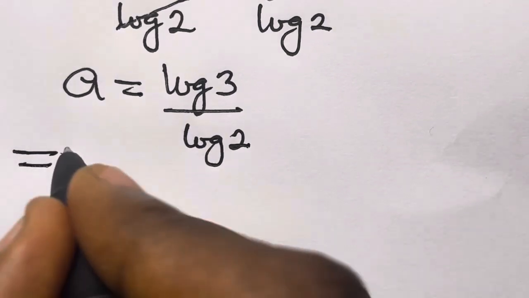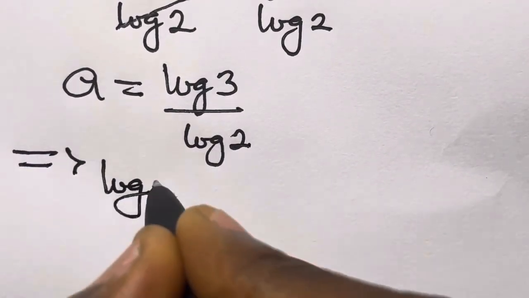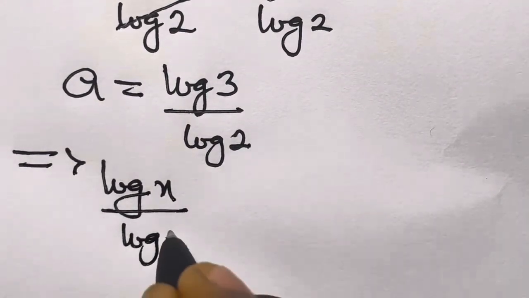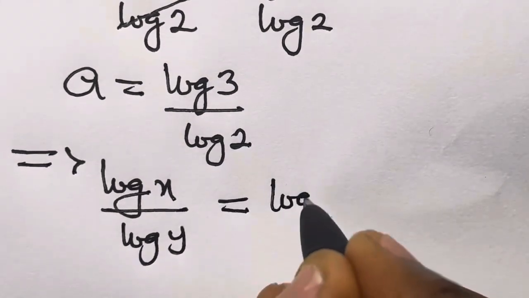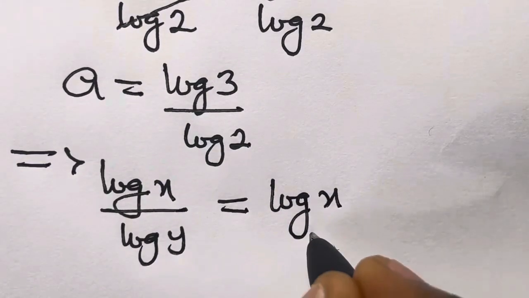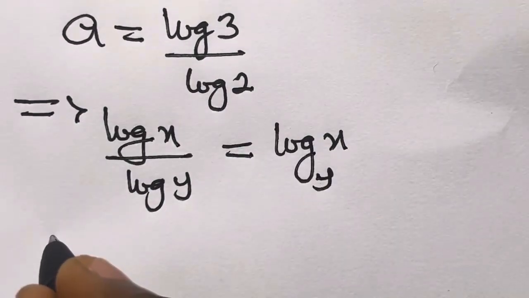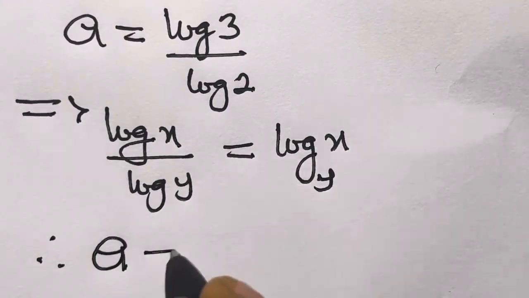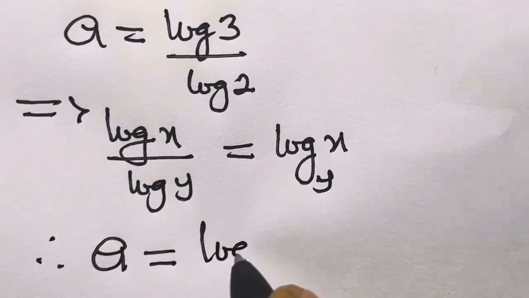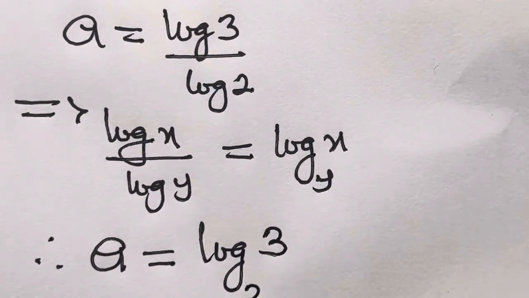Let's recall that if you have log x divided by log y, this equals log x in base y. Applying this to the above, we have a equals log 3 in base 2.